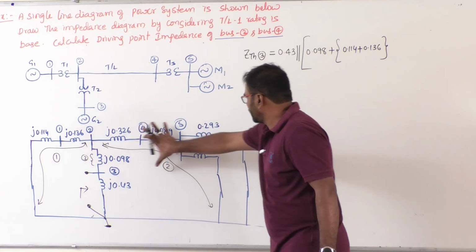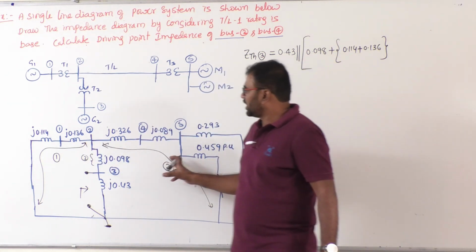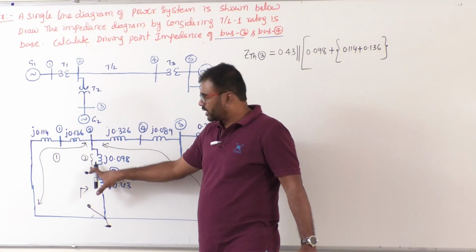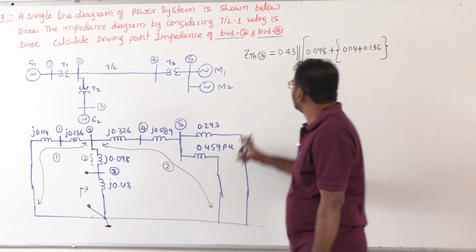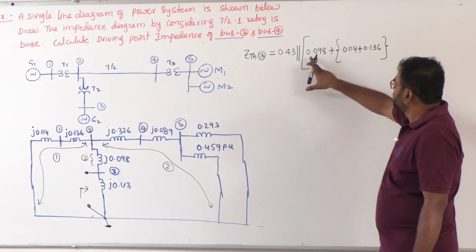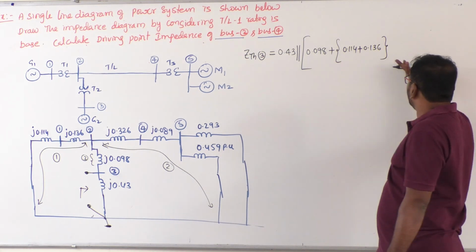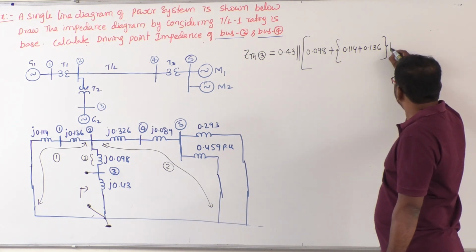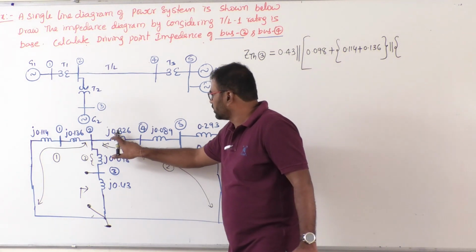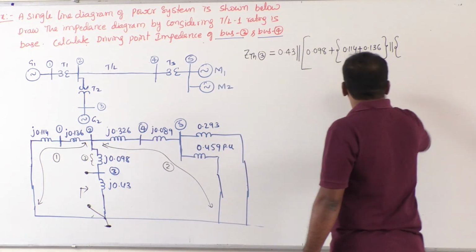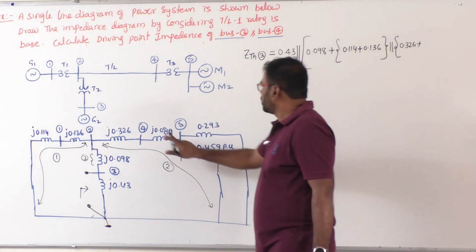Now coming to section 2. Section 1 and section 2 are in parallel. That is in series with 3. The whole thing is in parallel with 0.43. That is what I am writing here: 0.43 in parallel with the series of 0.098 and the parallel of section 1 and section 2. Now section 2, if you start from here, is what? 0.326, that is in series with 0.089.